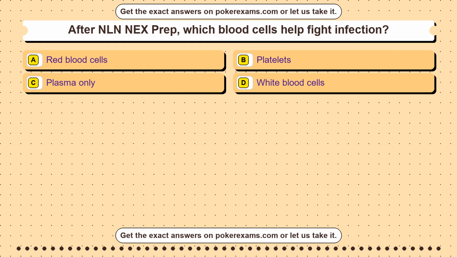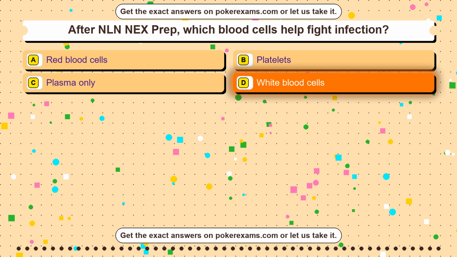Question 6. After NLN NEX Prep, which blood cells help fight infection? Option A red blood cells. Option B platelets. Option C plasma only. Option D white blood cells. The correct answer is option D.